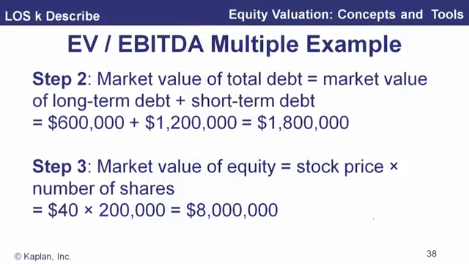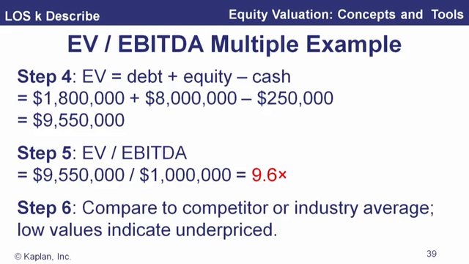So step two, we want the market value of total debt. So we want the market value of long-term debt, and that was given to us as $600,000. And we have our short-term debt, which we just calculated as $1,000,002. So there's our total debt value there. And our third step, market value of equity, well, that's the most straightforward so far, I think. Stock price times the number of shares outstanding, so that's $8 million. So we've got the market value of equity, we've got the debt, and we've got the short-term securities.